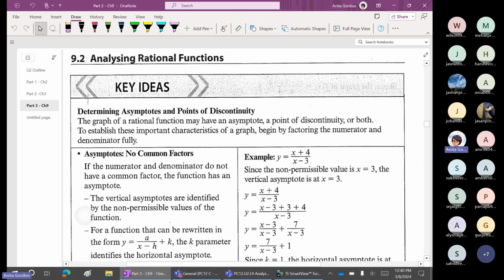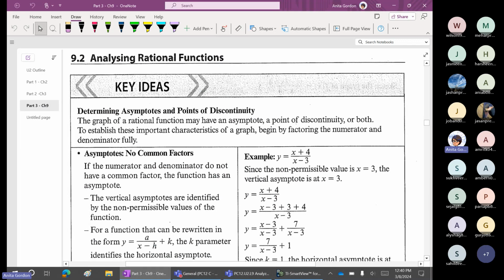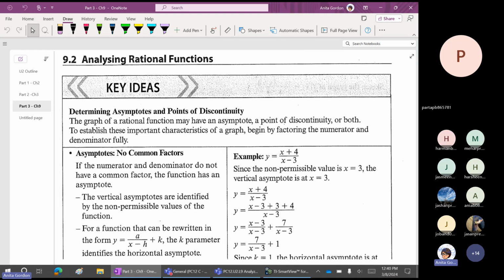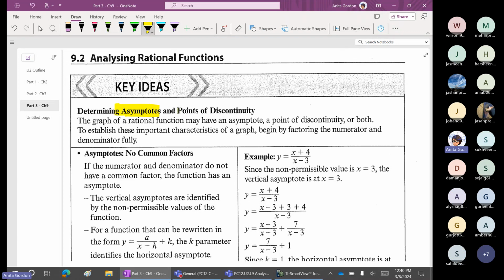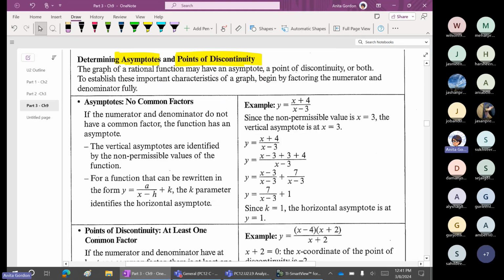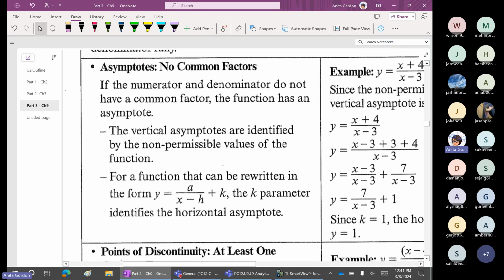Okay. So when we are looking at a rational function, remember the definition is a polynomial in the numerator and a polynomial in the denominator. So what we're doing today is determining whether what we're looking at has an asymptote or a point of discontinuity. Option 1, looking at no common factors gives us the conclusion that we have an asymptote.